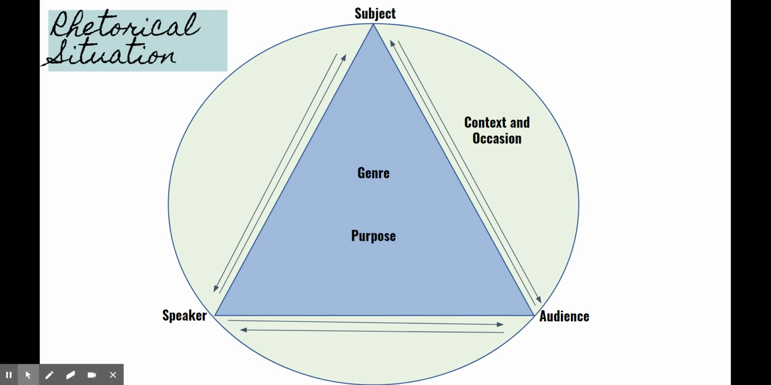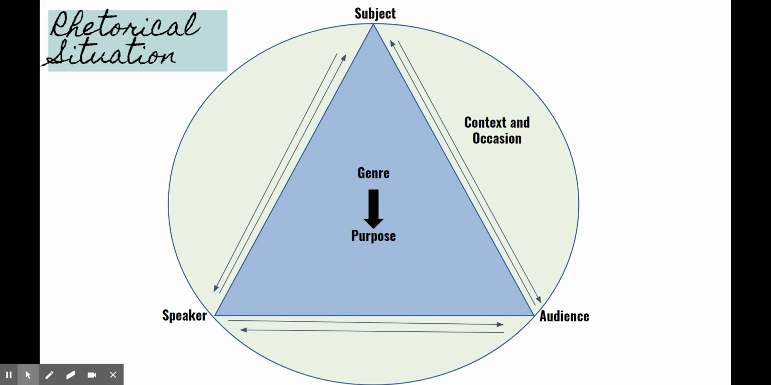The last little bit of the rhetorical situation is the genre and purpose. Depending on what the author's purpose is, that's going to influence the genre, or vice versa. If the author wants to merely inform their reader, then an article suffices. If they're wanting to argue, then maybe an op-ed, an opinion editorial, or a speech. If they're wanting to entertain, then maybe a song or a story. So depending on what the purpose of the piece is, it's going to influence the genre.